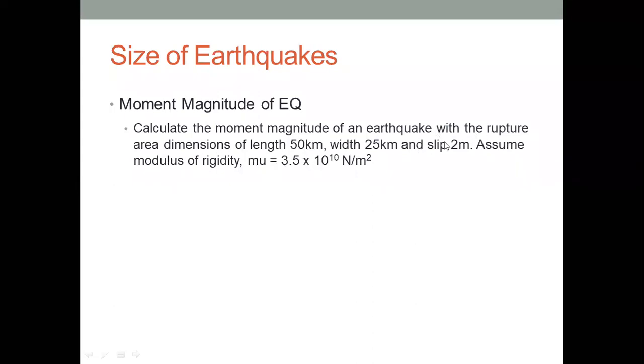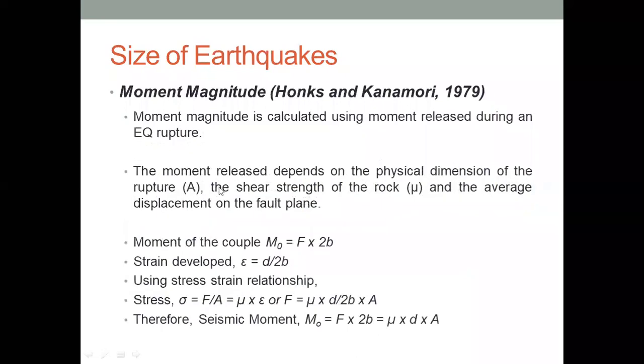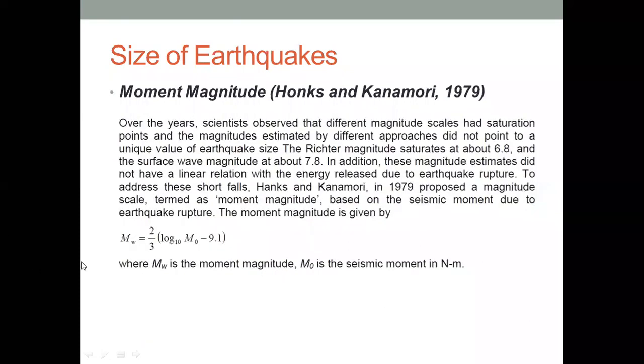Rupture area dimensions: length 50 kilometer and width 25 kilometer, and the slip, that is the D value, is 2 meter. Assume modulus of rigidity mu is equal to 3.5 x 10^10 Newton per meter square. The modulus of rigidity is the shear modulus, the shear strength of the rock. So now substitute in this and calculate the value of Mw and tell me.